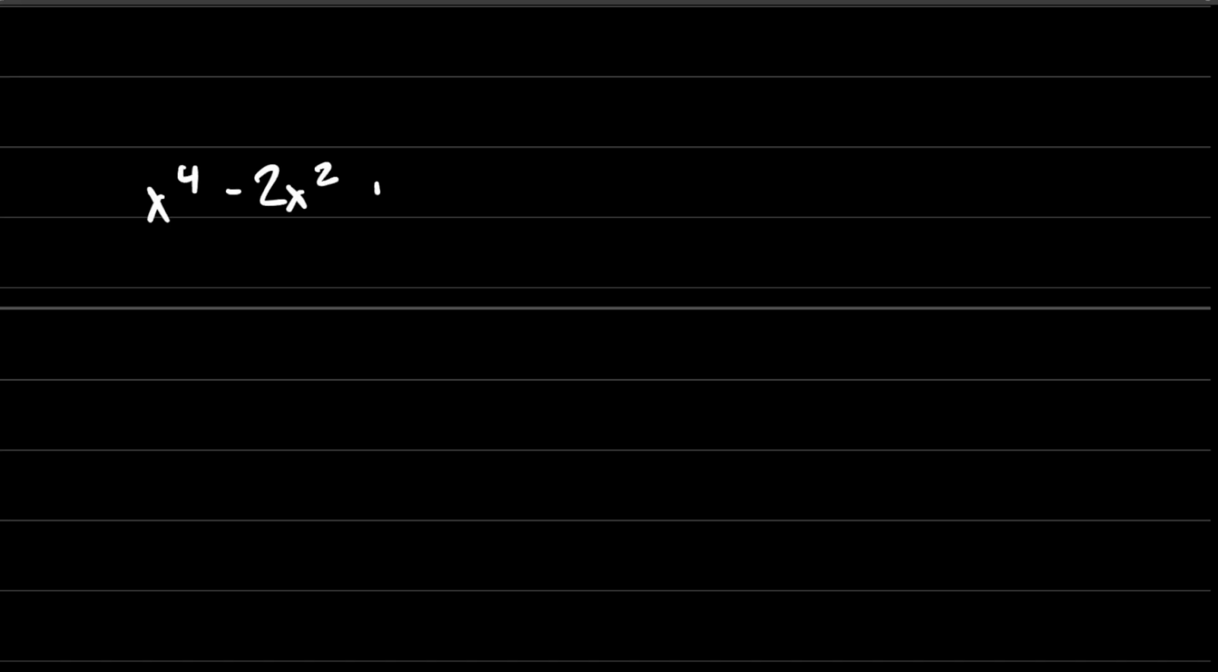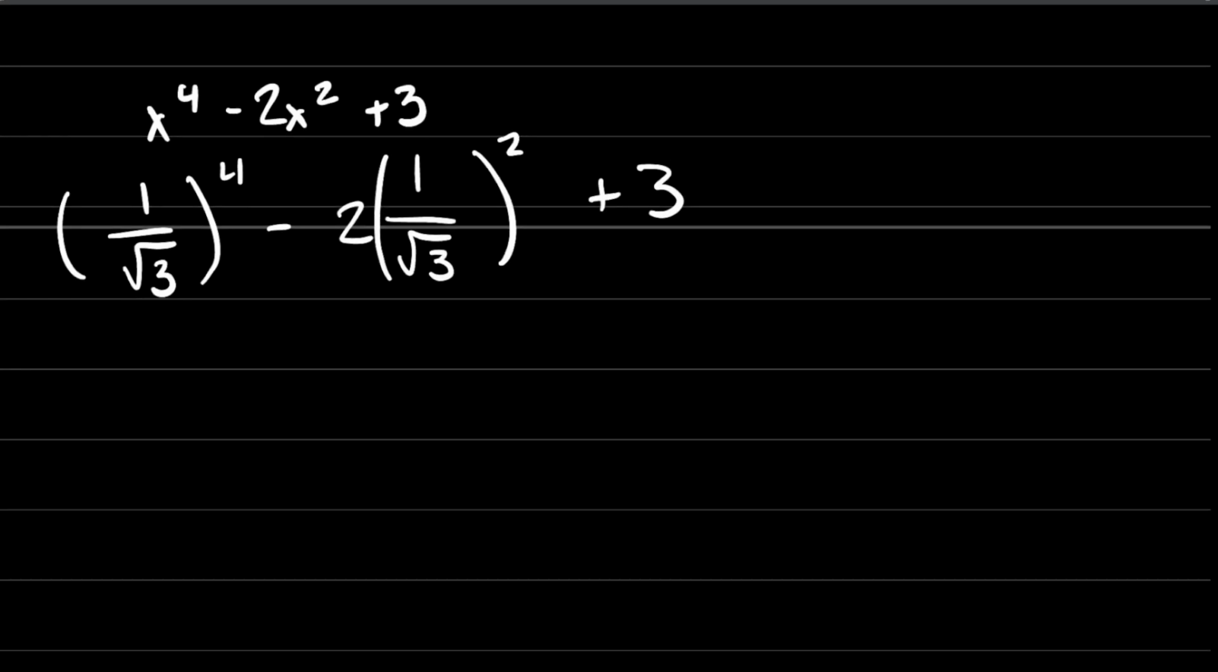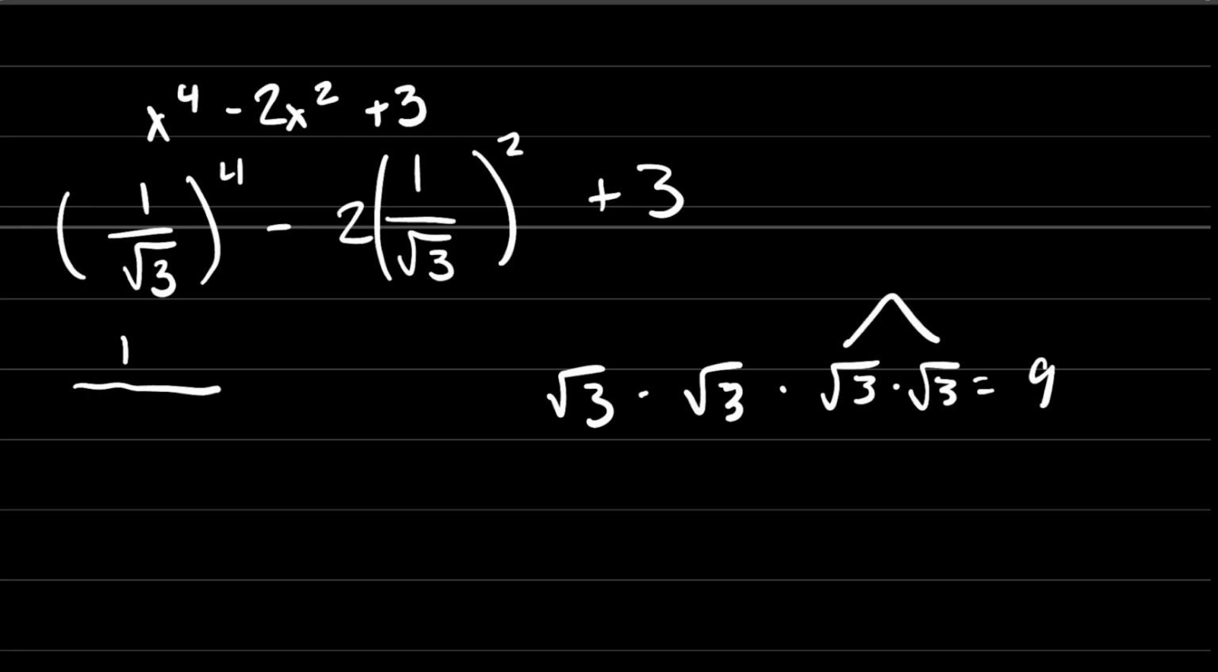X to the 4th minus 2x squared plus 3. And then we plug in our values. X to the 4th, we're doing 1 over the square root of 3 to the 4th, minus 2 times 1 over the square root of 3 squared, plus 3. So this becomes 1 over √3 times √3 times √3 times √3, which equals 9, because these two equal 3 and these two equal 3, and that equals 9.